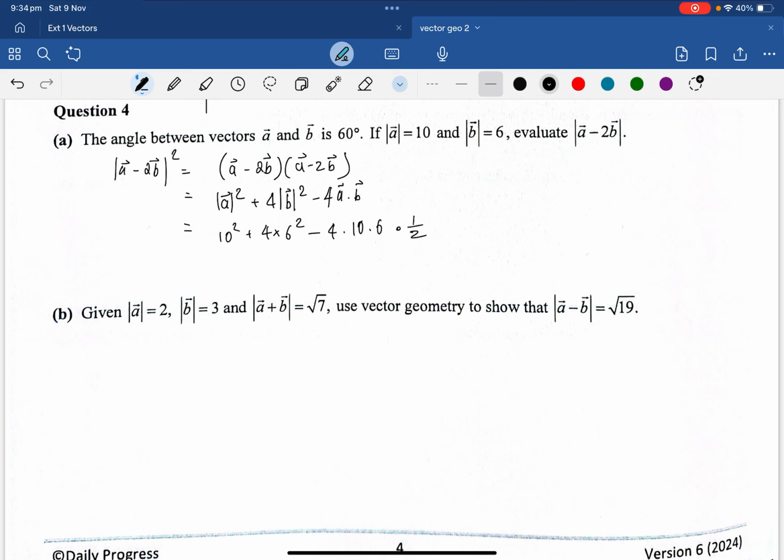Simple. When you go ahead and punch this into your calculator, you're going to get a result of 124. But remember how they only asked for the magnitude of vector a minus 2b? They didn't ask for the squared, so you're just going to square root it. And what's the square root of 124? Well, that's just equal to 2 root 31. And that's your answer. Well done.